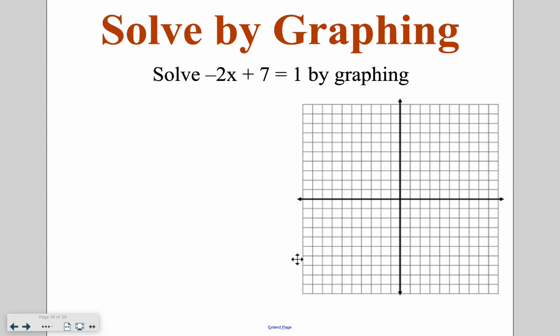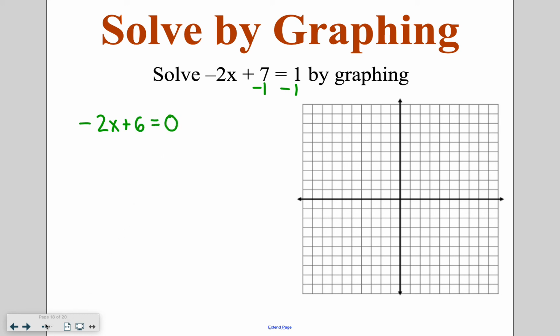The last thing we're looking at today is solving equations by graphing. When we solve by graphing, the first thing we need to do is make sure that our equation is set equal to 0. So in order to get that to happen, I'm going to subtract 1 from both sides, giving me negative 2x plus 6 is equal to 0.